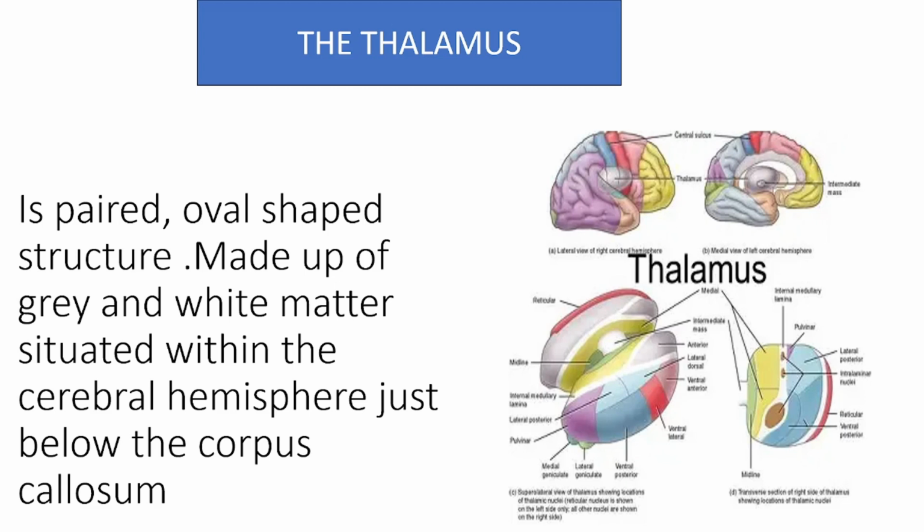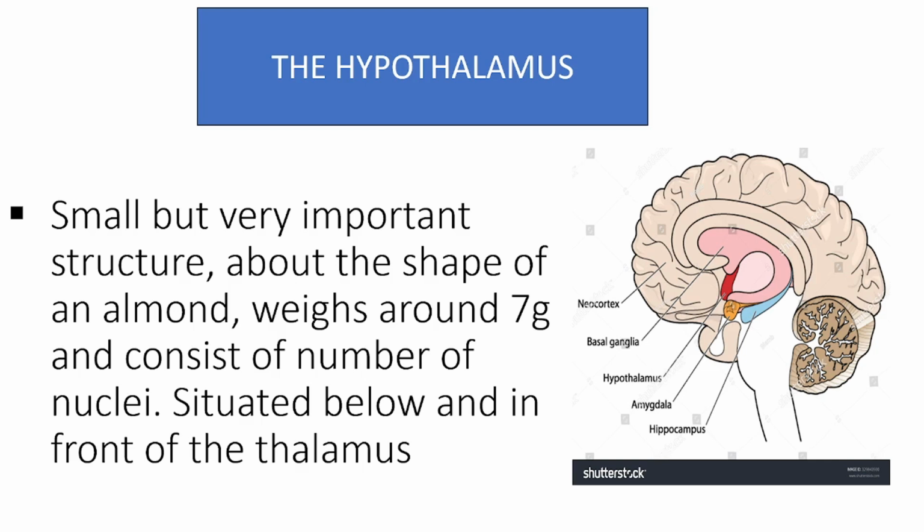I want to also say that the next one is the hypothalamus. The hypothalamus is a small but very important structure. It is about the shape of an almond. They weigh around 7 kg.